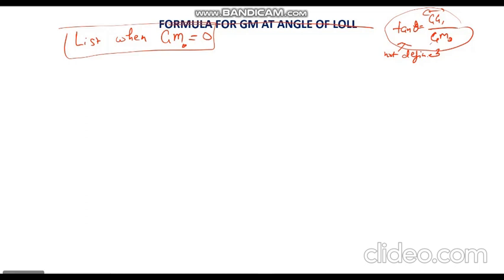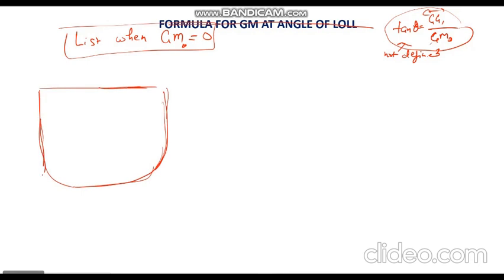Now, basically, it is again the use of the wall-sided formula. I can quickly take you through because it's a simple one. The simple ones I don't mind taking through, like the GM at angle of loll is a little complicated with integration and stuff. So if somebody wants, I can send you the photo of the derivation. It's not an issue. It's lying in my drawer in the office.